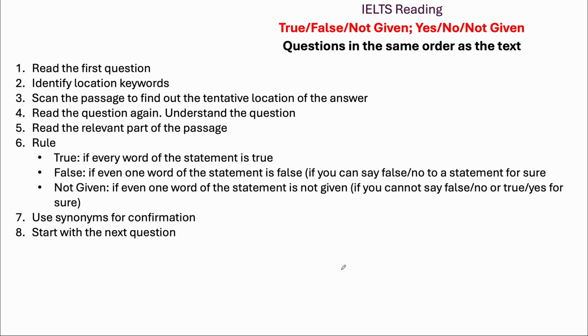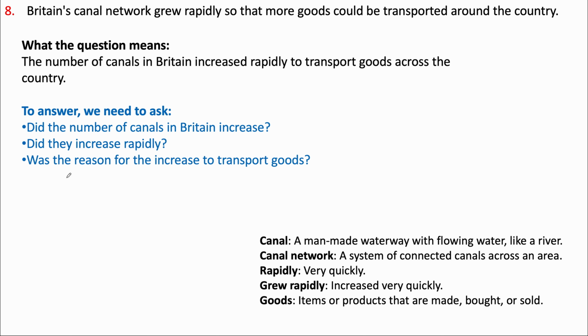The questions are in the same order as the information in the passage. So we do one question at a time. Look for location keywords such as names and numbers. Find the tentative location in the passage. Then read the question carefully, read the relevant part of the passage, and figure out the answer. These rules help you avoid the confusion between true, false, and not given. Let's begin with the eighth question.